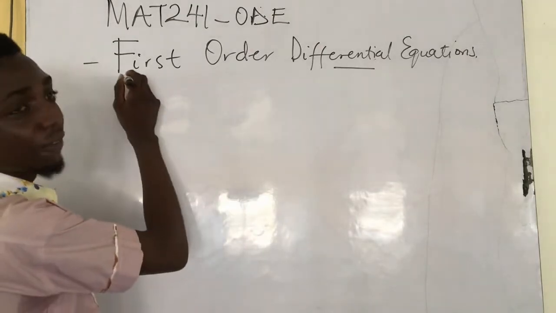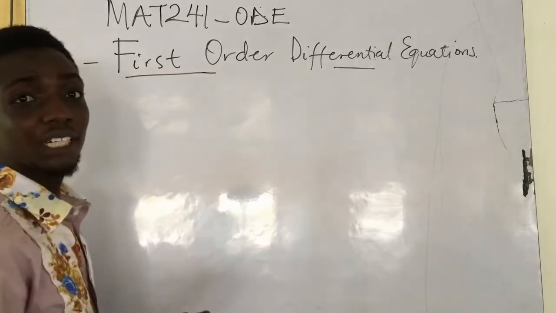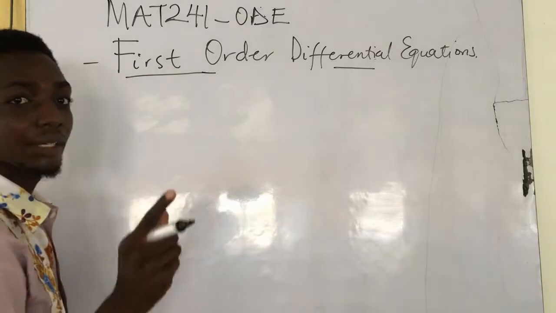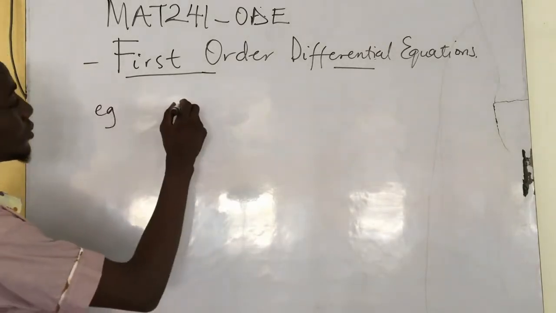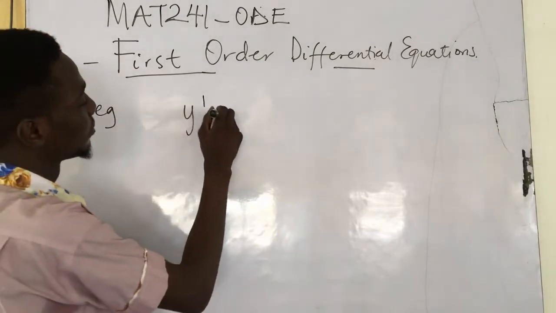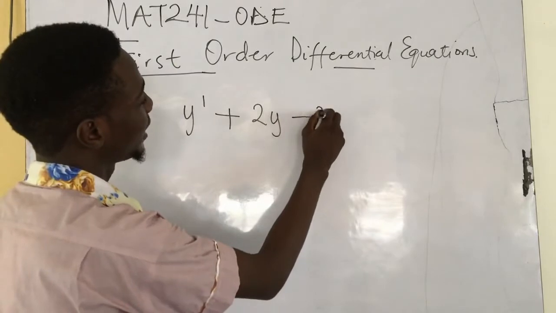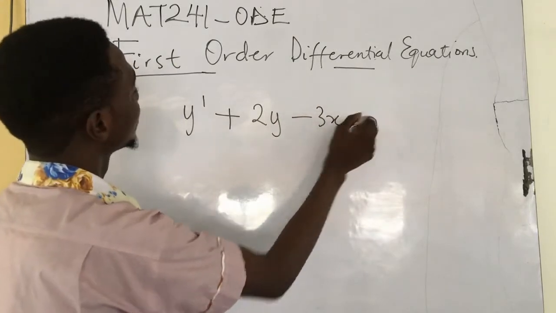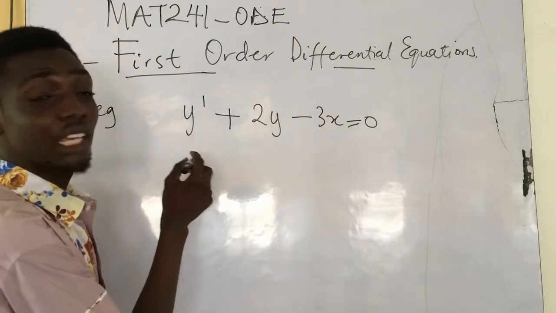Secondly, it is first order. That means the highest order of the differentials in that equation is 1. I'll give you an example: y prime plus 2y minus 3x equals 0. This is an example of a first order differential equation.